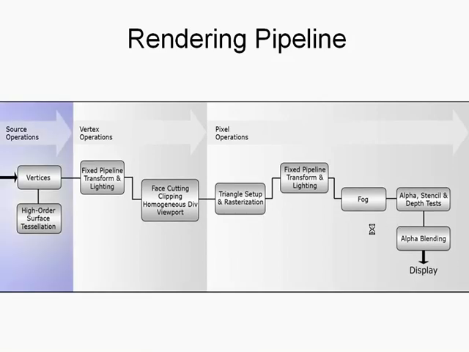So it all begins with our vertex data, if you will. This is what we send into the video card with our glVertex calls, our glColor, et cetera. And then we send these vertices into the video card. And at this point, we could also do some high-order surface tessellation. In other words, if we had a NURB surface or a Bezier surface, it would tessellate that into polygons or further smooth it out for us. And then once we have this information, it sends it over into the next phase, which is the vertex operations.